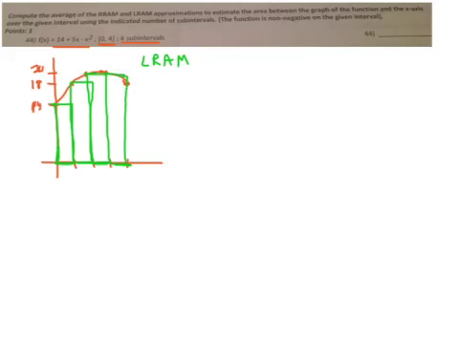So what are the heights of these rectangles? This one is 14. This one is 18. This one is 20. This one is also 20. Each of them is 1 wide. So we add them together, 14, 18, 20, and 20. We get 72 times 1 is 72.